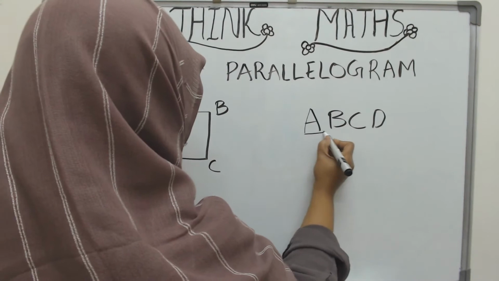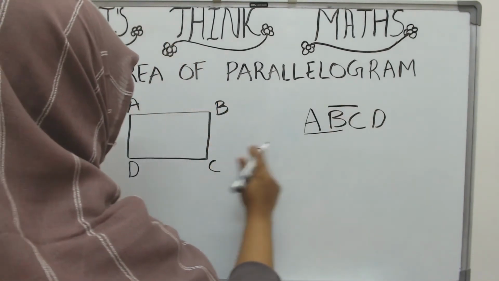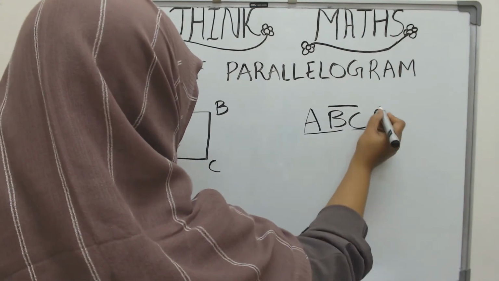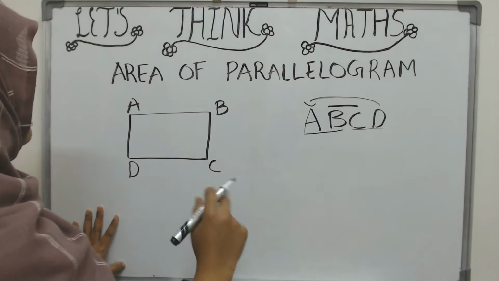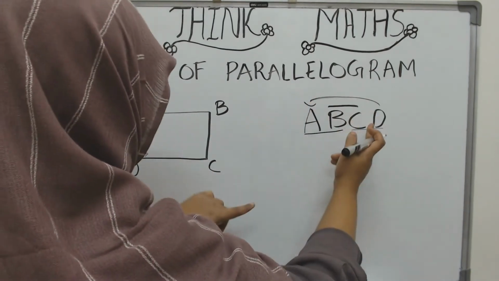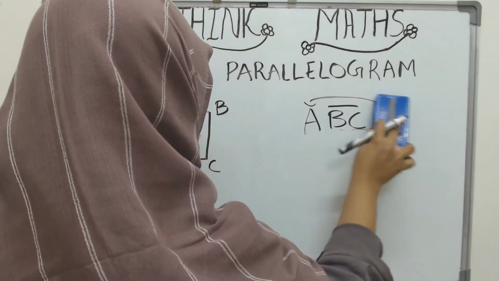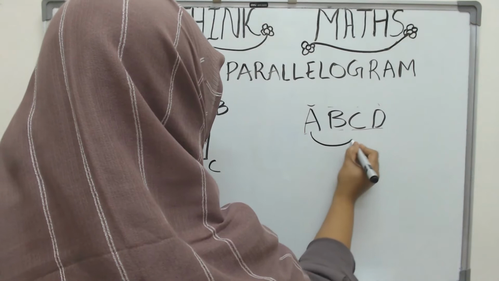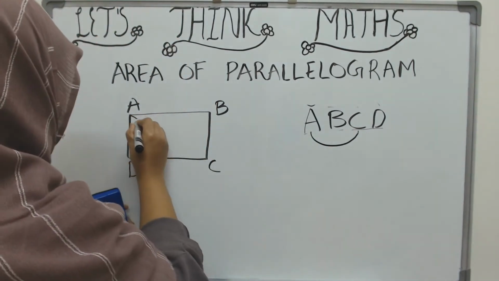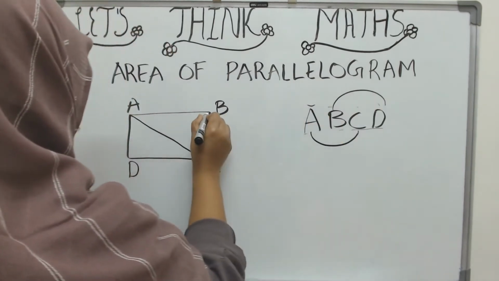So what will be the sides? AB, BC, CD and DA will be the sides. And what will be the diagonals? The alternate vertices. What is alternate? You take one and then you skip one. So take A, then skip B, here C. So AC will be a diagonal and BD will be the other diagonal.